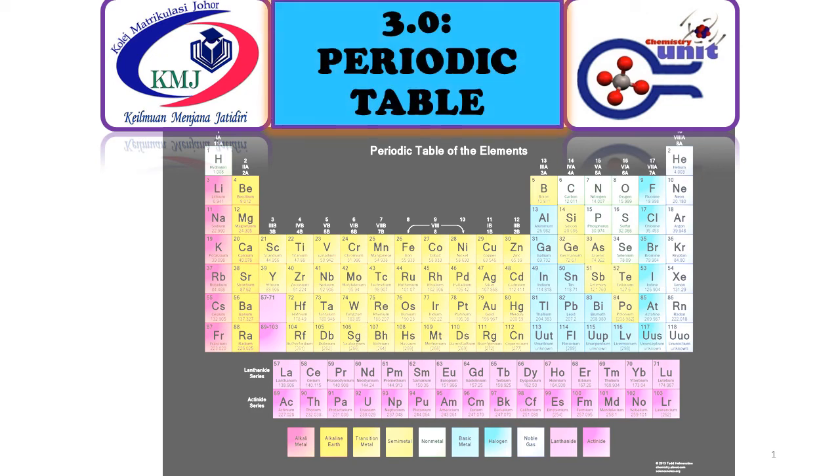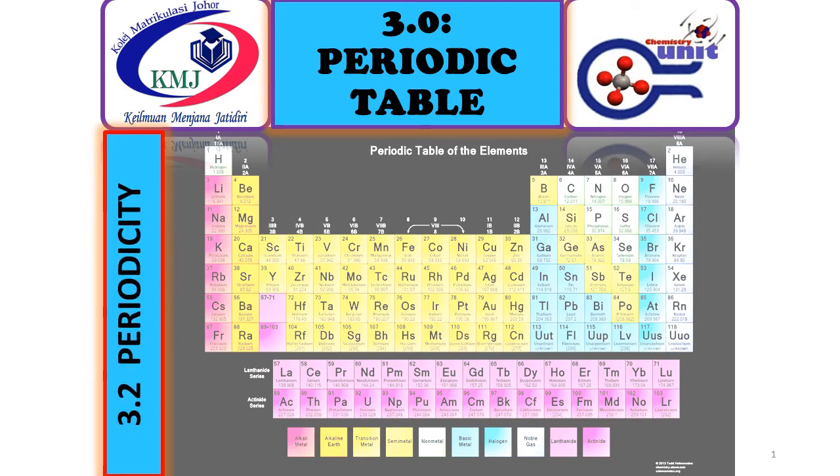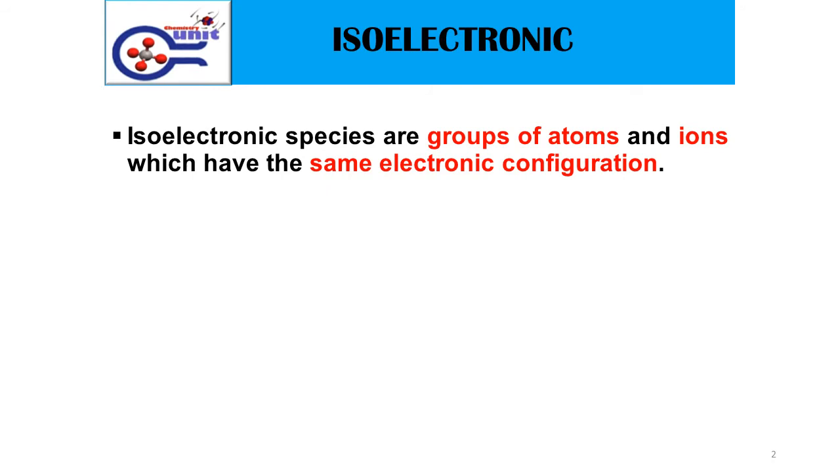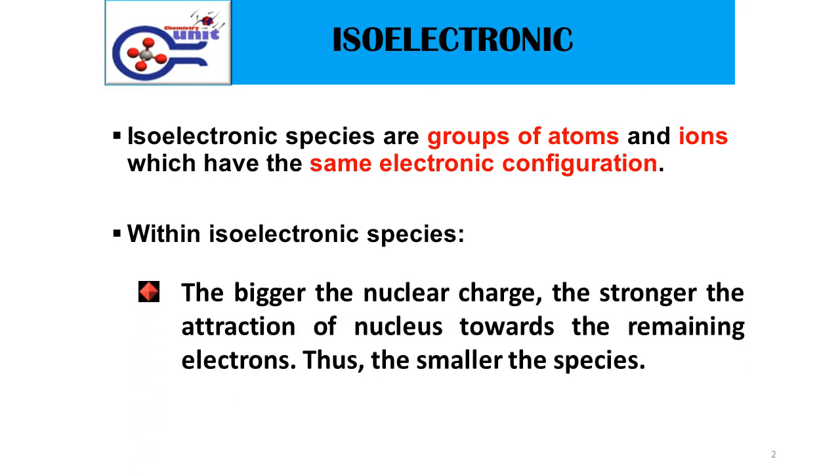Chapter 3, Periodic Table. 3.2 Periodicity. Isoelectronic species are groups of atoms and ions which have the same electronic configuration. Within isoelectronic species, the bigger the nuclear charge, the stronger the attraction of the nucleus towards the remaining electrons. Thus, the smaller the species.